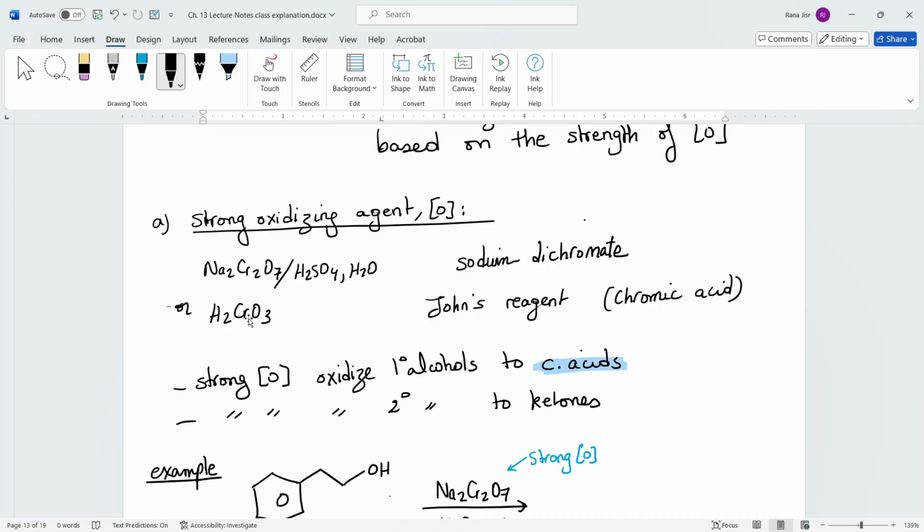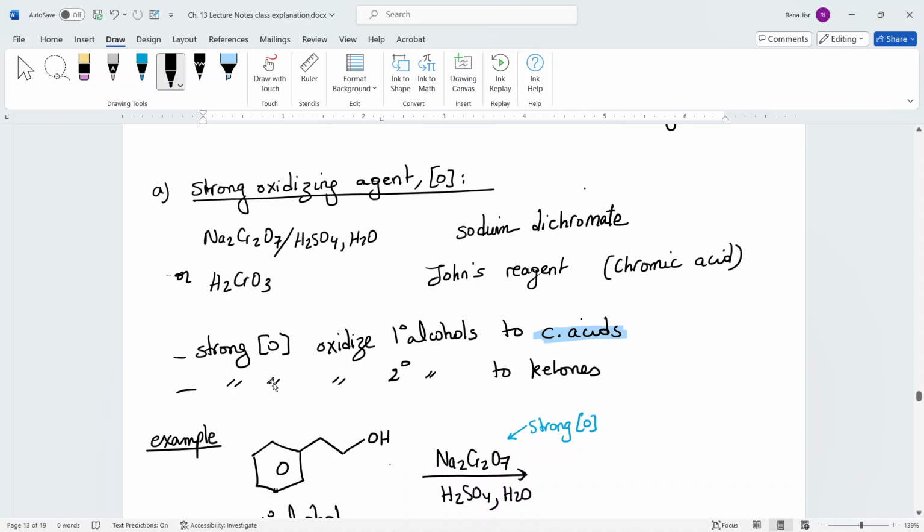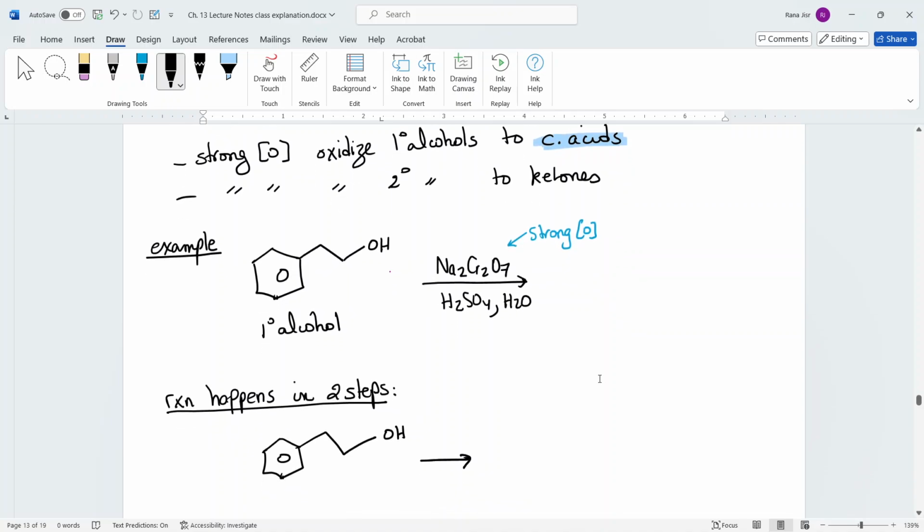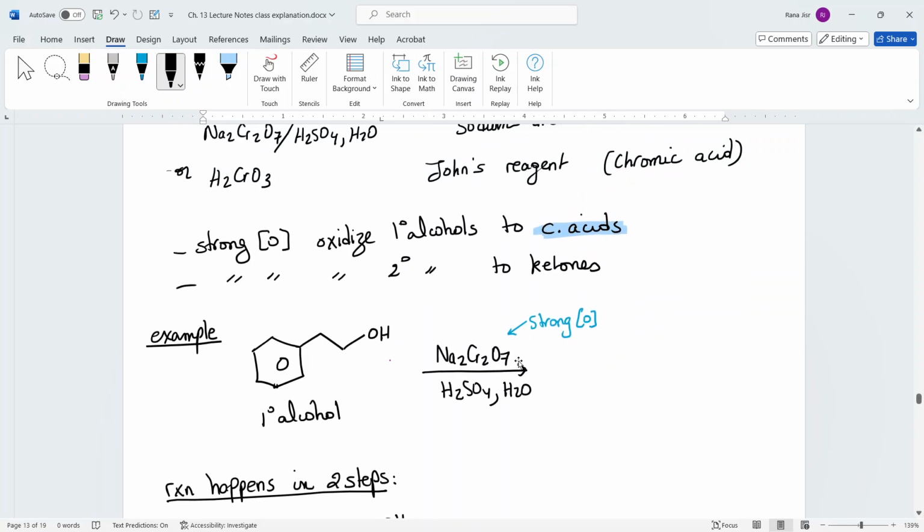The rule says that strong oxidizing agents normally have different products based on the type of the alcohol that you are working with. If you start with a strong oxidizing agent and a primary alcohol, your product is an acid. And if you start with a strong oxidizing agent and a secondary alcohol, your product is a ketone. So the reaction will go as such. This is how you write your reagents. This is sodium dichromate, a strong oxidizing agent. You can write the H2SO4 and water next to the sodium dichromate, or you can write them underneath the arrow. It doesn't matter.